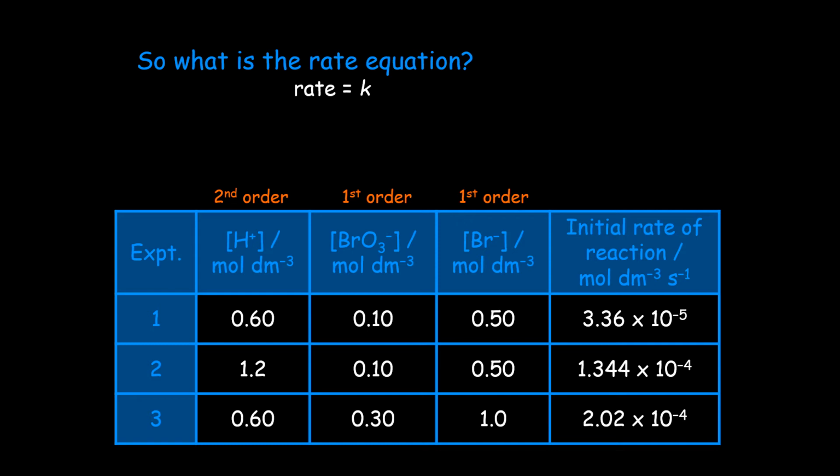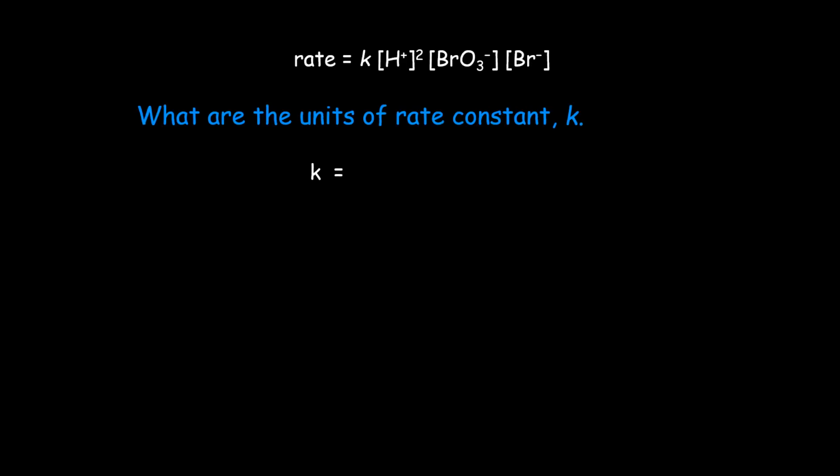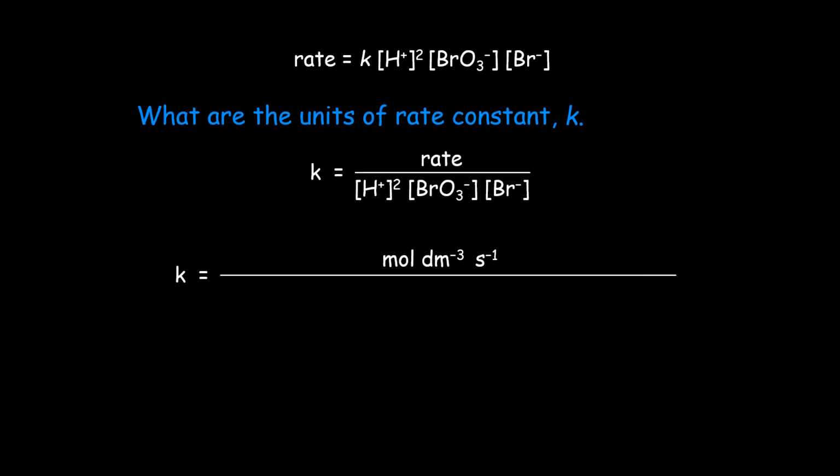So rate equals k, concentration of H+ squared, times the concentration of bromate(V) to the power of 1, times the concentration of Br- to the power of 1. Again, pause the video until you've worked out the units of the rate constant k. And there's your units.